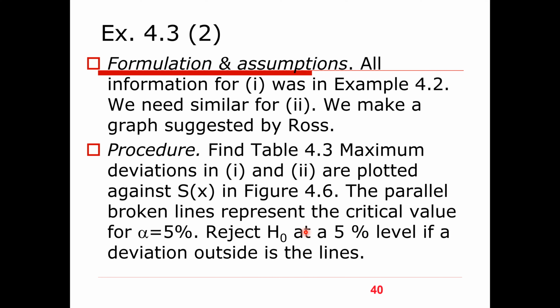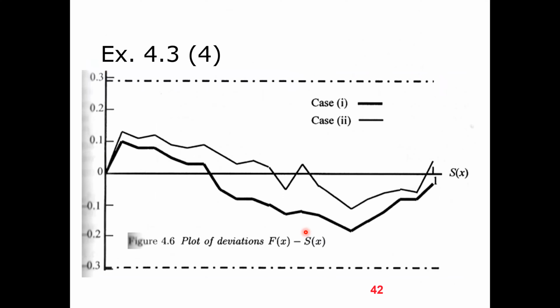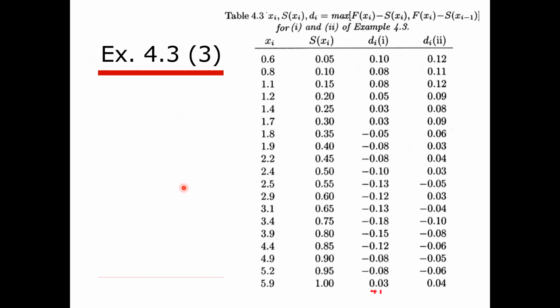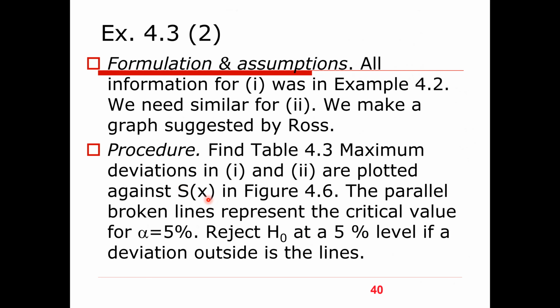The format was suggested by Ross, so we can also call it Ross graph. We listed the deviation of all Sx from the CDF for both the null and alternative. And we use D1 and D2 to represent the deviations of the two cases. So we finally plot some graph like this. Okay, let's go through them step by step.